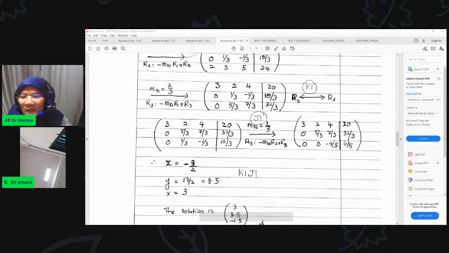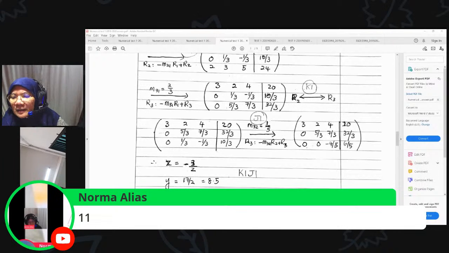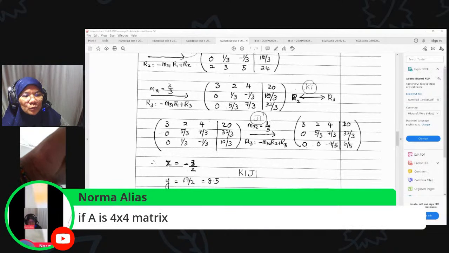So the answer is 11. Now my question: if A is a 4 times 4 matrix, how many elements do you need to find, the changes of every element? How many?